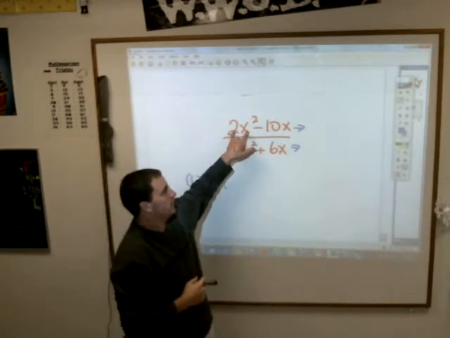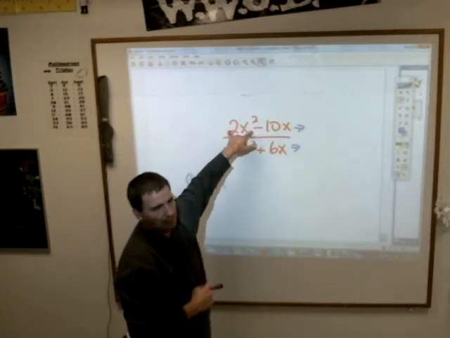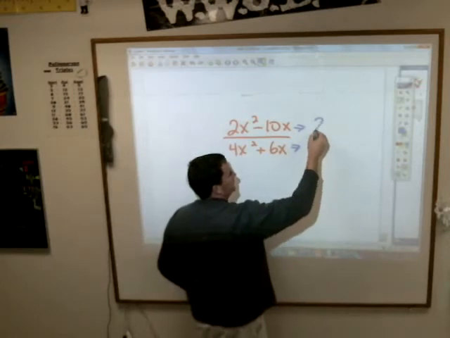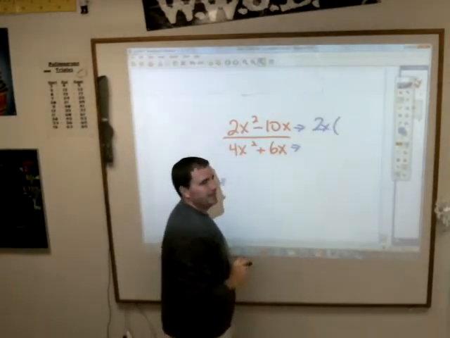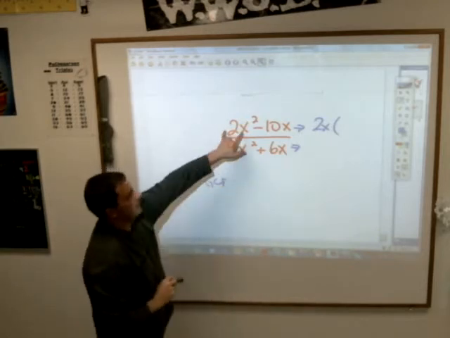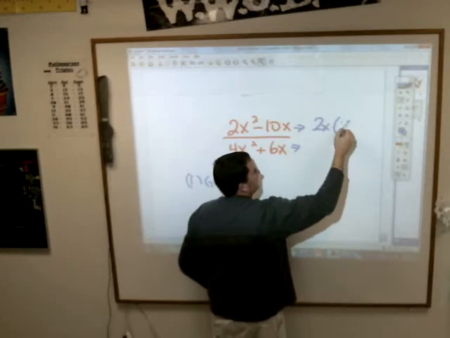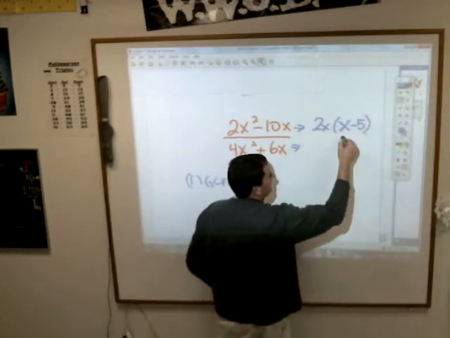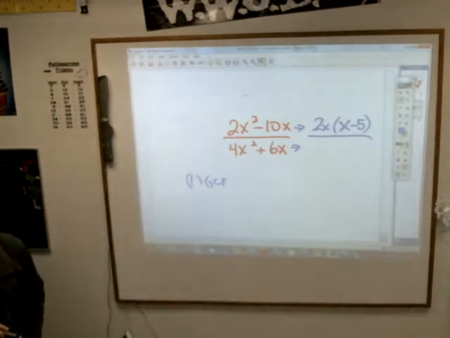What can I take out of 2x squared minus 10x? What's the greatest common factor? A 2 for the numbers, and what about for the letters? An x. They both have an x. And what am I left with when I factor that out? You take a 2x out of 2x squared minus 10x, you're left with x minus 5. If you don't get that, you'll never get the rest of this stuff, because you have to start off with that. What can you take out of the bottom?